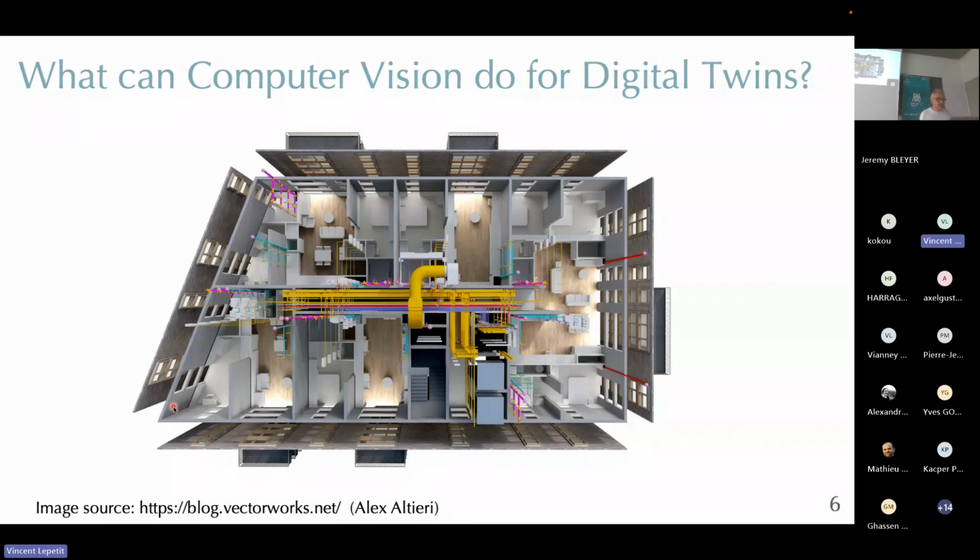But so this talk is not about computer vision in general, but also what we can do for digital twins. So you can probably recognize the BIM representation of a building here, and from computer vision, we can imagine many different applications. For example, one possible application would be to reconstruct a BIM representation of an existing building from images.